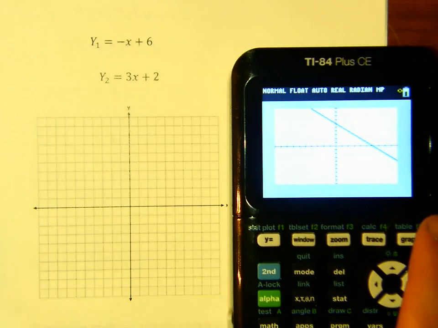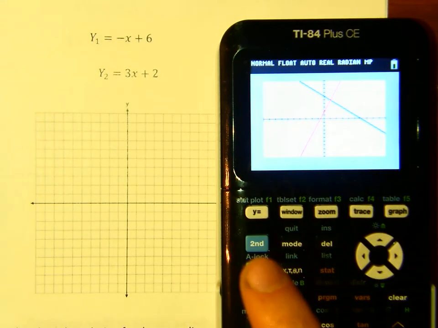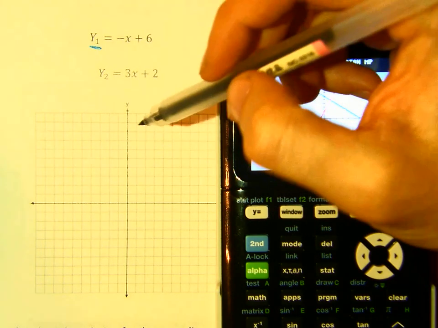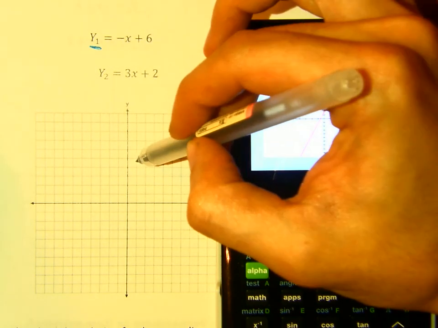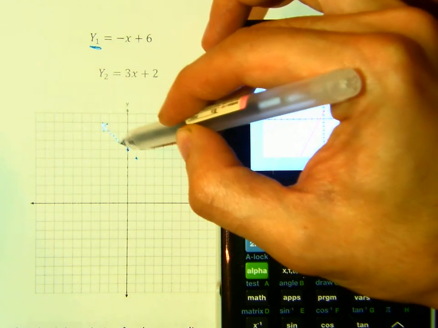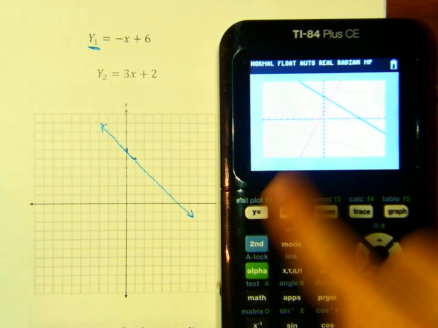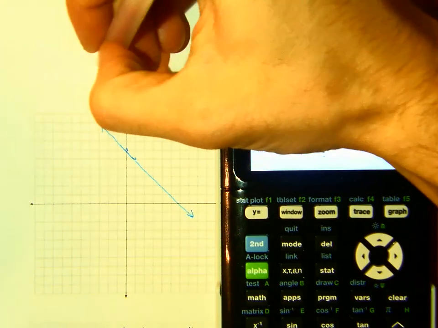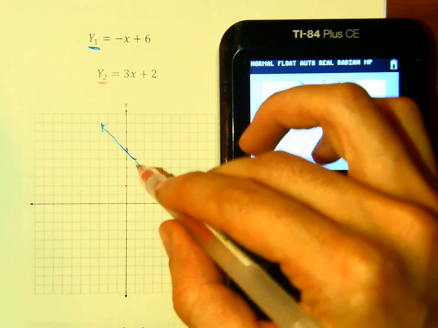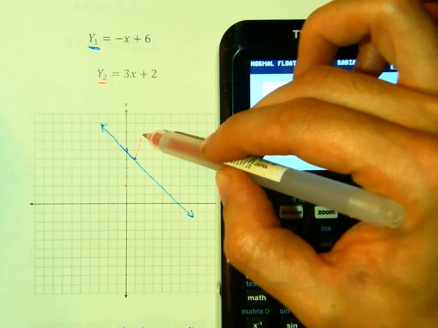Notice that the graph should look like this. And here, notice that this negative x plus 6 will be the blue line. It goes right here. It hits at 6 over here, and then we can just draw a line like this. And for your other graph of 3x plus 2, it hits the y-axis at 2, and it hits over here at this point. And notice this is the intersection, okay?